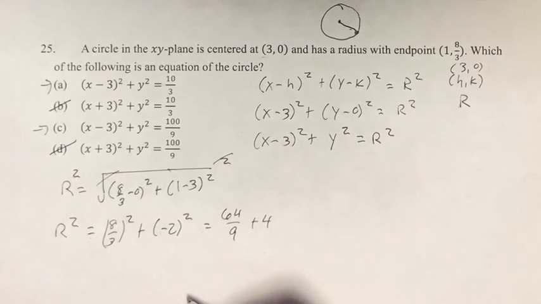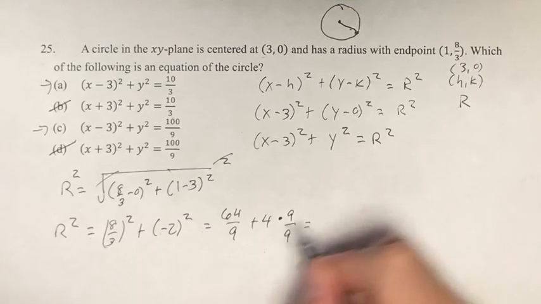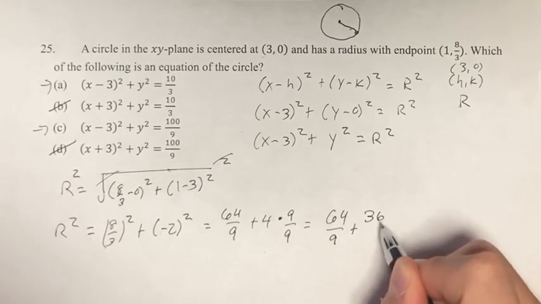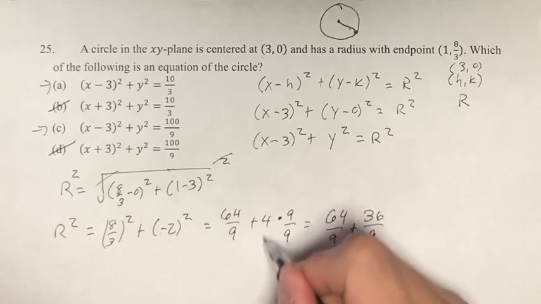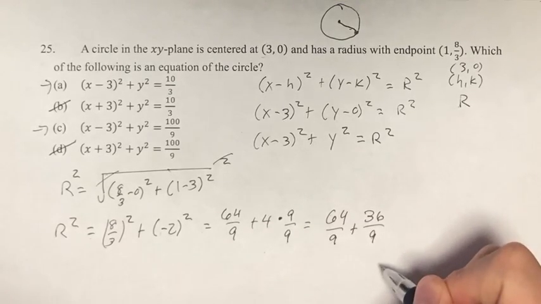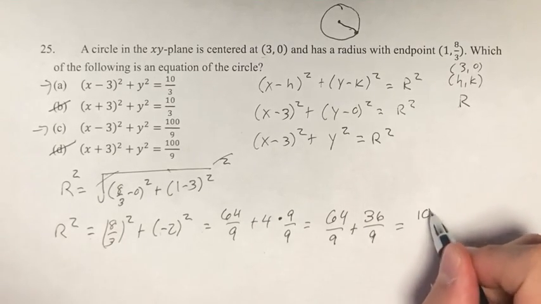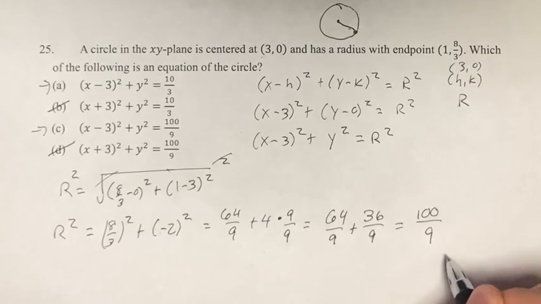We want to get these to have a common denominator, so we multiply 4 by 9 divided by 9. So we have 64 over 9 plus 4 times 9 is 36 divided by 9, right? 9 divided by 9 is 1, so this is just multiplying by 1, but we change our denominator. And we have 64 plus 36. We can now add the numerators because we have a common denominator. And we get 100 divided by 9 is the value of r^2.